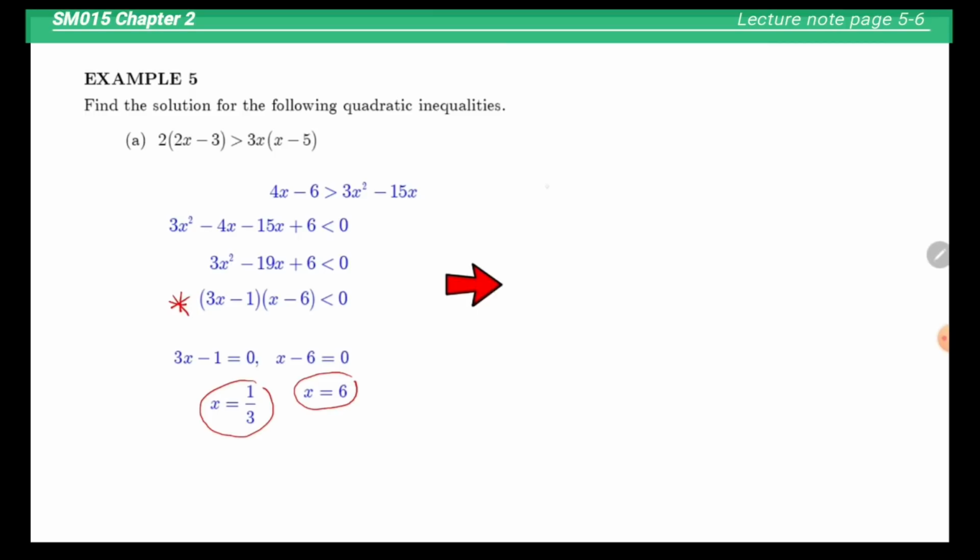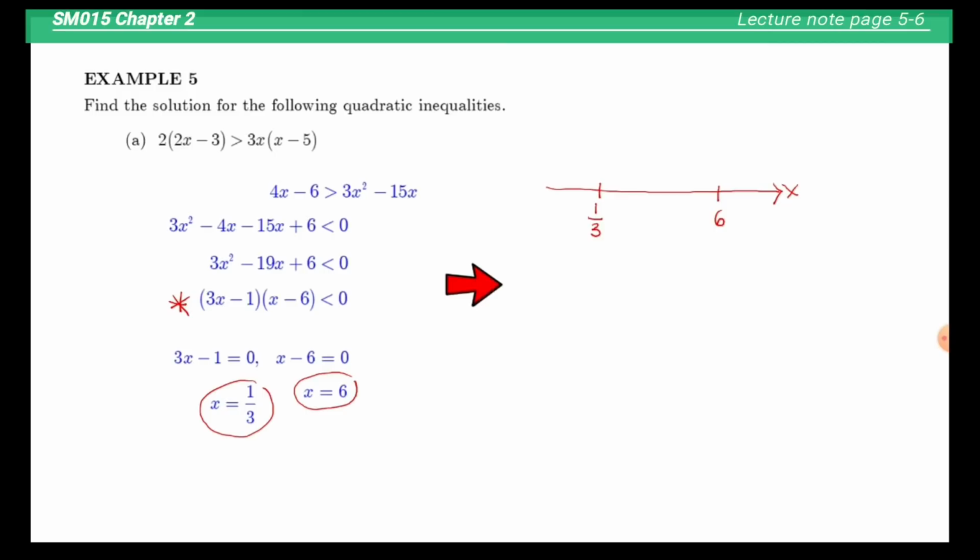First, we draw the number line and find a suitable position to put x. I will put x equal to 1 over 3 and x equal to 6 on our right, so they are shown in ascending order.